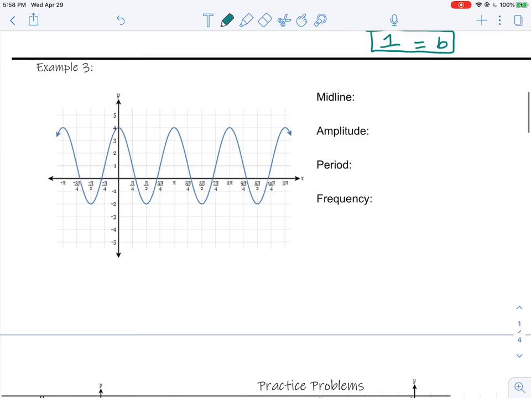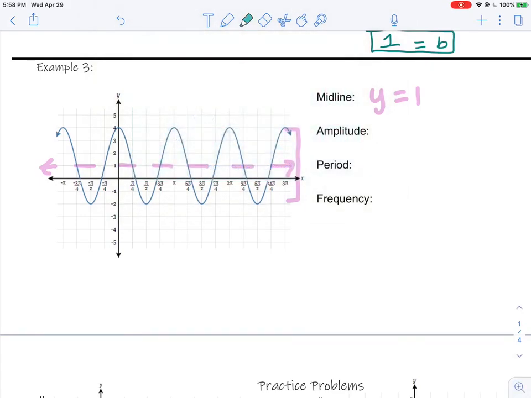Right, and example 3, hopefully you already tried this on your own. Let's see all of our important information. So first, my midline. This is 6 boxes from the maximum and minimum, so I'm going to go halfway. And my midline is going to be y equals 1. My amplitude is 3. My period, which is my length of one cycle. Again, trace one cycle. I'm starting at my maximum, so this is a cosine graph. I'm going to end back at my maximum, and that one cycle is pi.